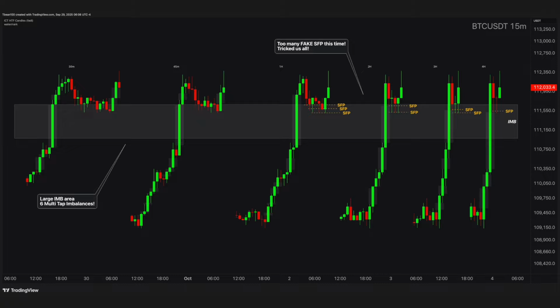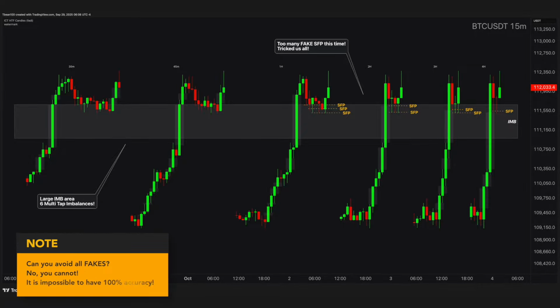If you take a closer look at the area, you will notice multiple swing failures formed again and again and again. And honestly, almost every single one of them faked traders out, including myself. Sometimes it is impossible to avoid these fake outs. So is there really a way to avoid these fake outs? To be completely honest, not really.